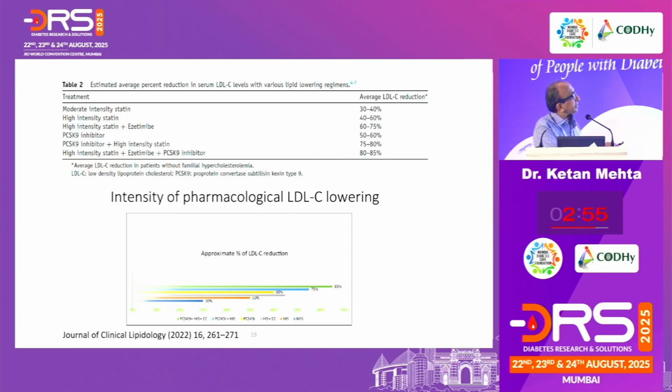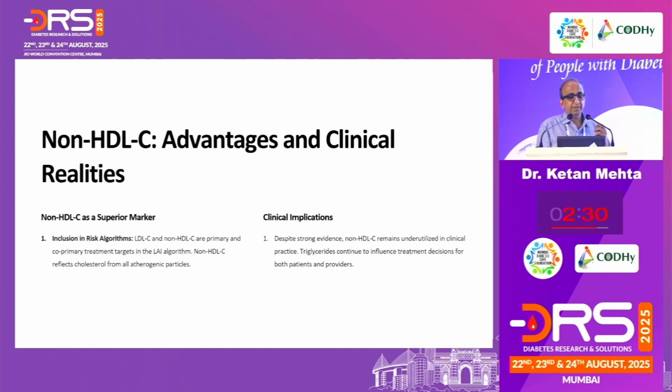And this is a beautiful paper which has shown the intensity of pharmacological LDL-C lowering. You might be wondering, can we reduce it? Yes. You use the statin, you have a reduction. So moderate intensity statin can reduce 30 to 40%. High intensity statin reduces 40 to 60%. And when you add on other therapies, yes, it will have a further reduction also.